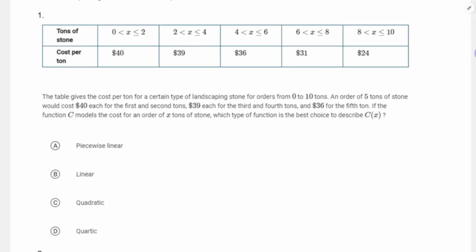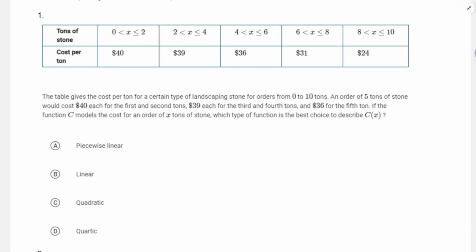The table gives the cost per ton for a certain type of landscaping stone for orders between 0 and 10 tons. An order of 5 tons of stone would cost $40 each for the first and second tons, $39 each for the third and fourth tons, and then $36 for the fifth ton. C models the cost for an order of x tons of stone. Which is the best function type?